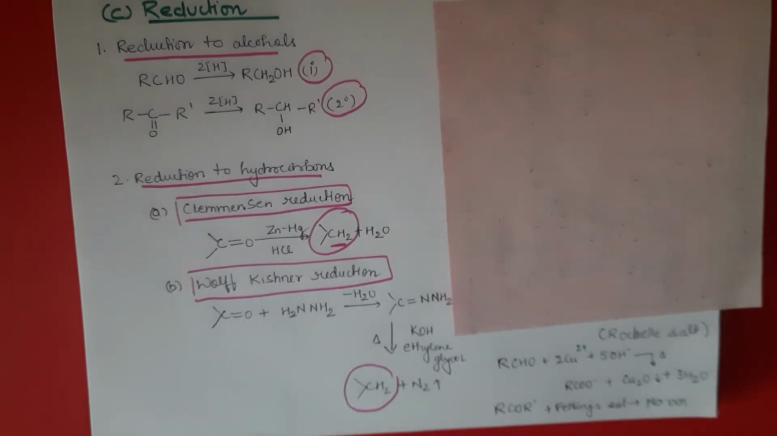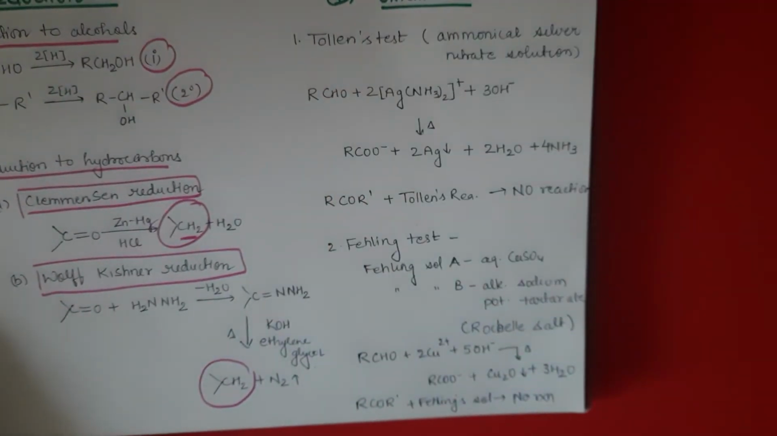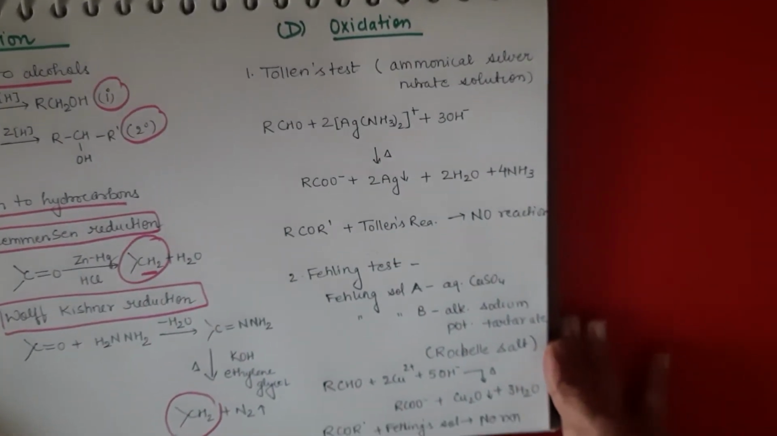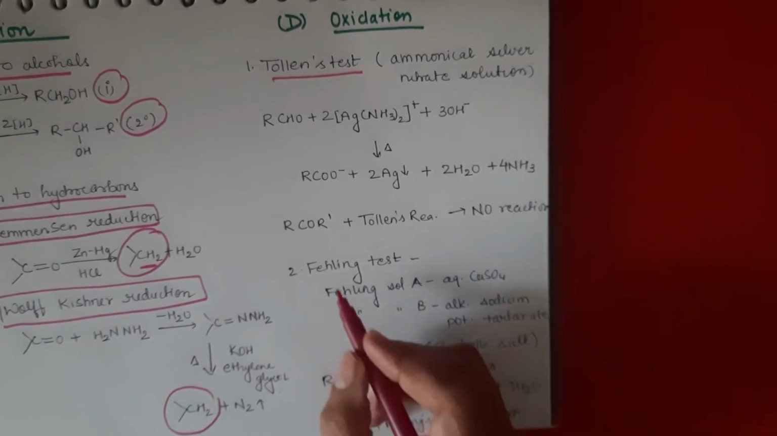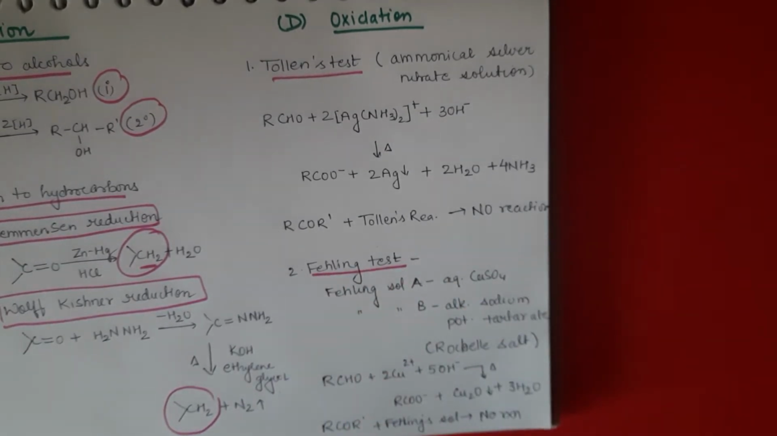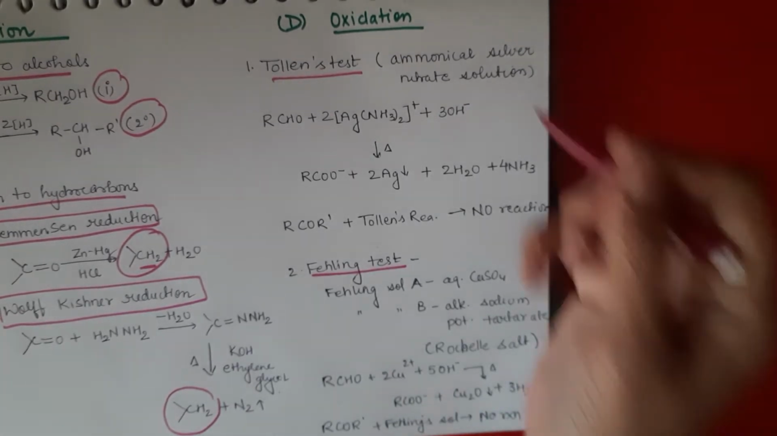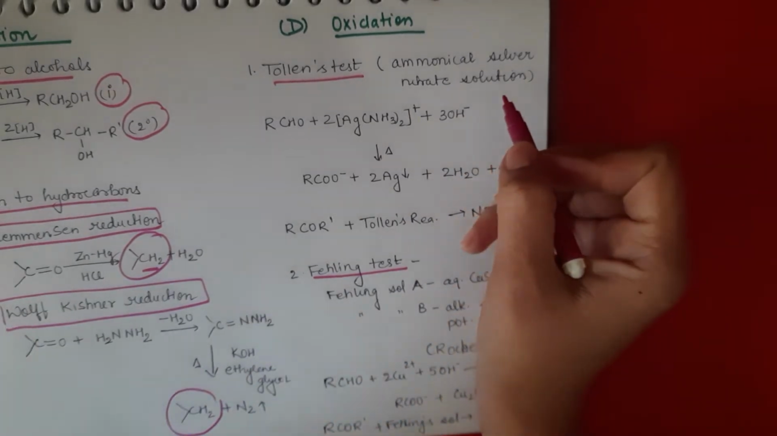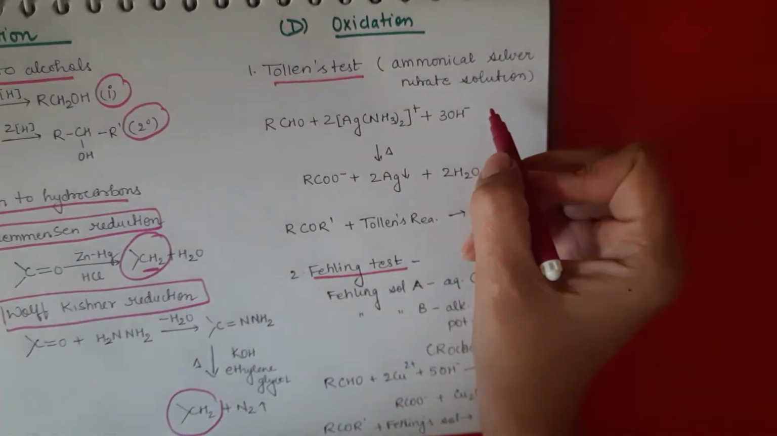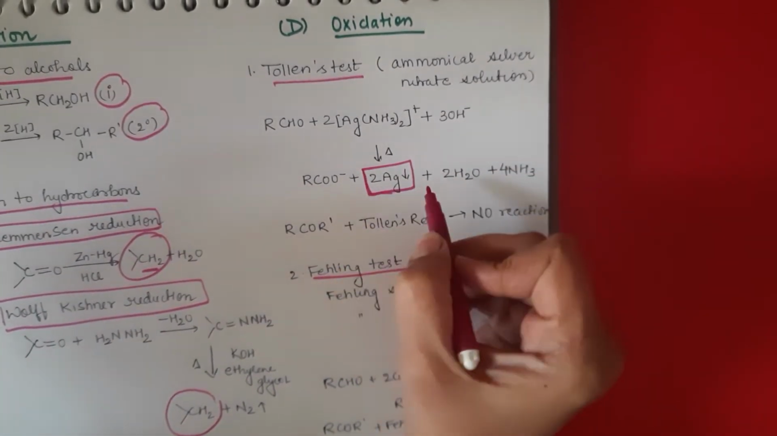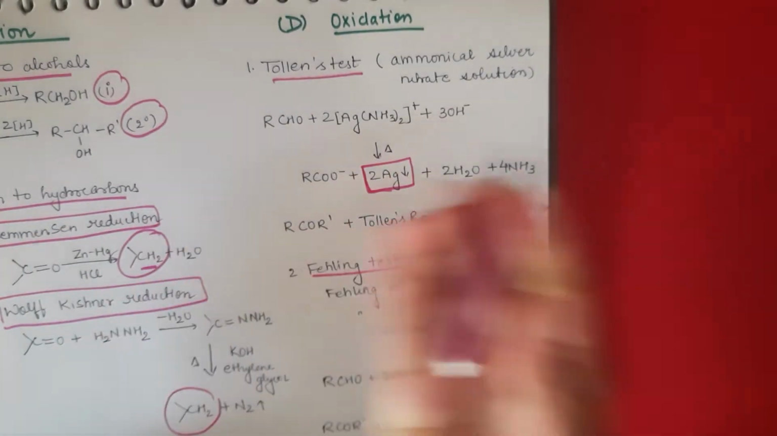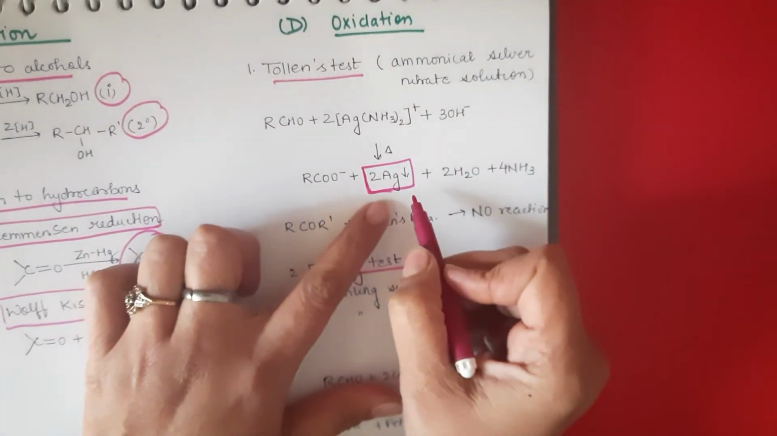Now move on to the next reaction, that is oxidation. In oxidation, we are very familiar with two types of oxidation tests, that is Fehling's and Tollens. So what is Tollens? The Tollens reagent is ammoniacal silver nitrate solution, and it gives a silver mirror test because of deposition of silver on the side of the test tube. It forms a mirror effect.